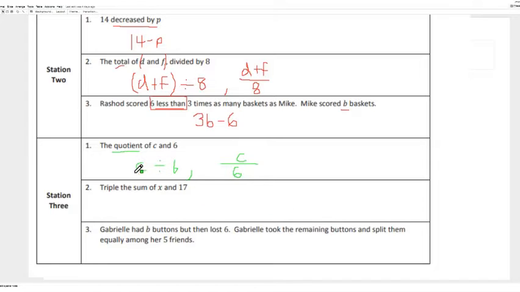So there you go. Now this one says triple the sum. So remember, the sum means the answer to an addition problem. So that means parentheses must go around these. I must find the answer to the addition problem first. So I'm going to find the answer to this first, and then I'm going to multiply all of this by 3. Remember, just putting the 3 in front means 3 times. This is a multiplication.